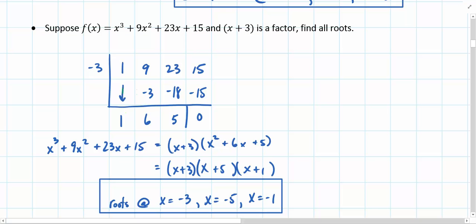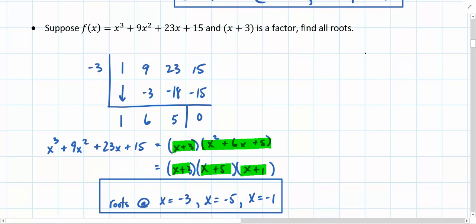And here you have it. The synthetic division, when complete, leaves us with x squared plus 6x plus 5. And that trinomial can be factored again into x plus 5 and x plus 1. So with our original factor, along with the two factors that came from this trinomial, we see that our roots, or zeros, occur at x equals -3, x equals -5, and x equals -1.